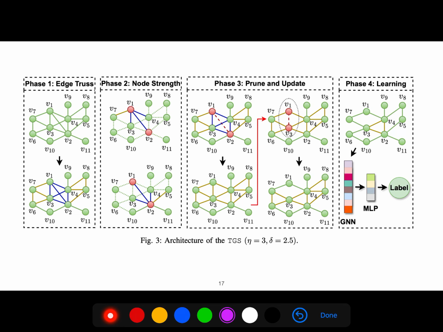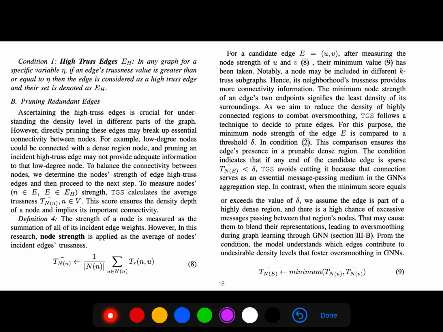So first we have 4 phases, as I said. First, edge truss, and then node strength. Then we prune and update. Finally, we learn so that we can understand the label of that. But this one is computationally expensive. It's a totally different problem; by itself it is a project.